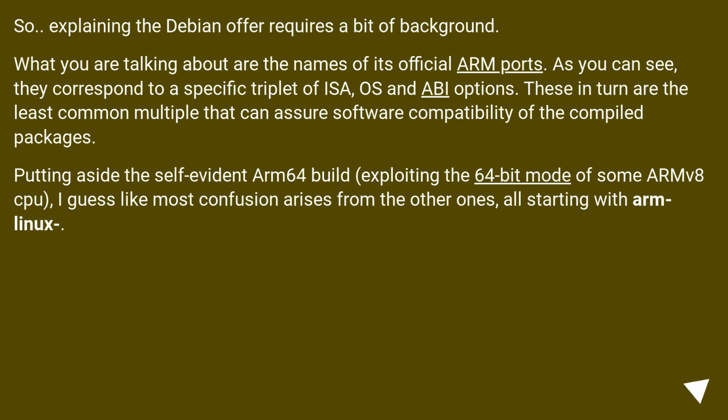So, explaining the Debian offer requires a bit of background. What you are talking about are the names of its official ARM ports. As you can see, they correspond to a specific triplet of ISA, OS and ABI options. These in turn are the least common multiple that can assure software compatibility of the compiled packages. Putting aside the self-evident ARM64 build, exploiting the 64-bit mode of some ARMv8 CPUs, I guess most confusion arises from the other ones, all starting with ARM Linux.